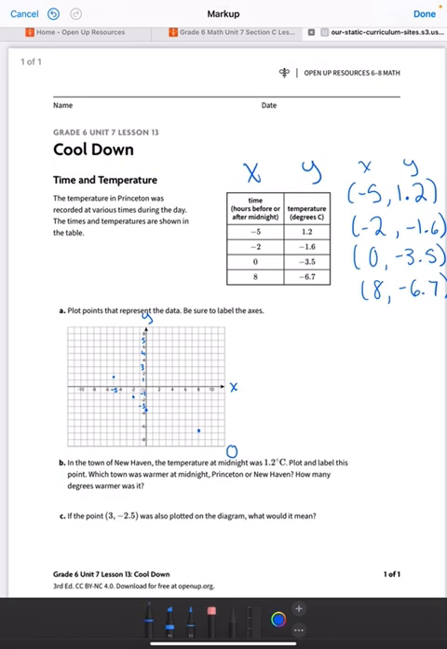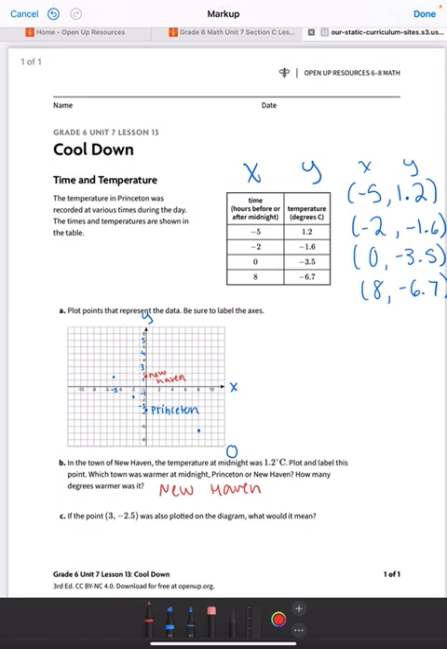Midnight would mean 0 and 1.2 would mean that we stay on that 0 line. So it should be right, I'll do it in red. Should be right about here. So they want to know at midnight which town was warmer. This one is New Haven. And the blue one is Princeton, right here. So find which one was warmer. It should have been New Haven. And it's warmer by, well, we went to 1.2 degrees and it was at -3.5.